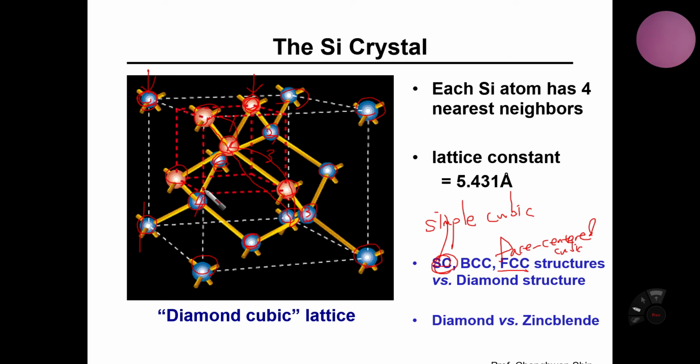Some students may raise this kind of question. How come you are saying diamond? We are talking about silicon atoms, the silicon system. Where does the word diamond come from?